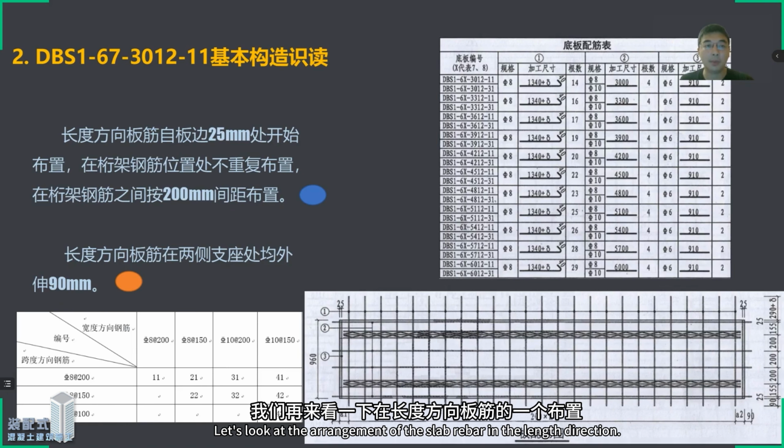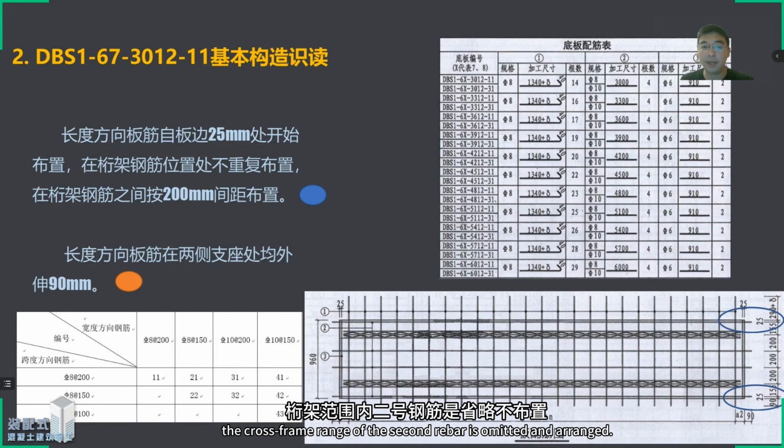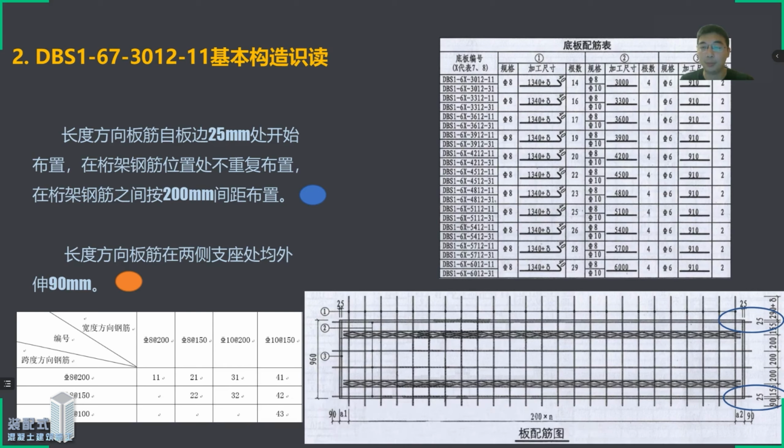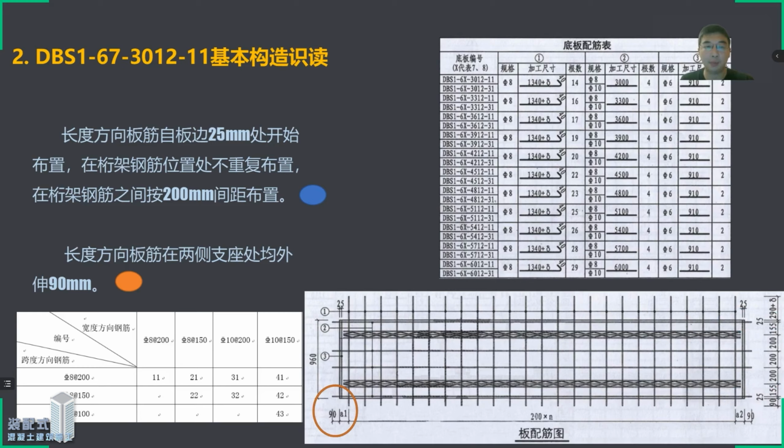Let's look at the arrangement of the slab rebar in the length direction. In the length direction, the slab rebar arrangement generally starts from 25 mm from the edge of the slab, and is not repeated at the cross frame. That is, we often see the cross frame range of the second rebar is omitted. In the middle of the two cross frames, we arrange with a spacing of 200 mm. Then the length direction slab goes on both sides. It is the support outreach of 90 mm.